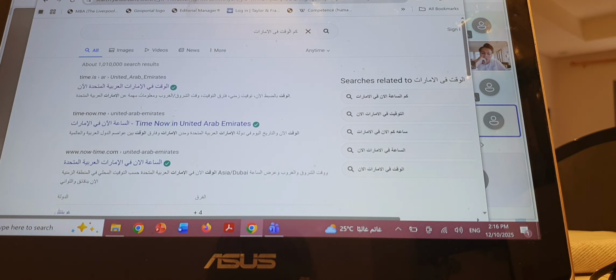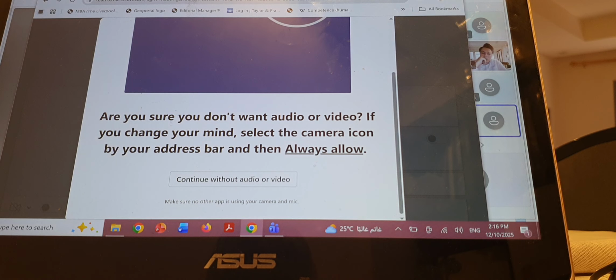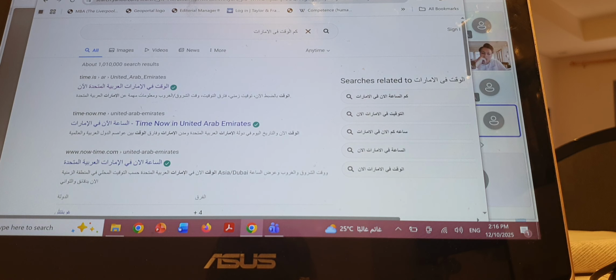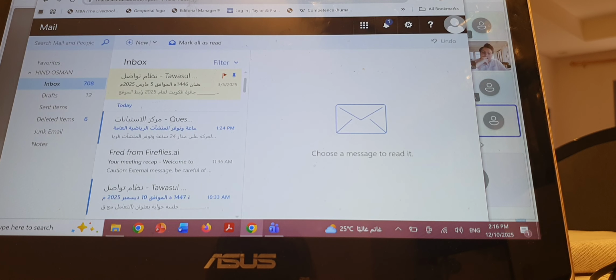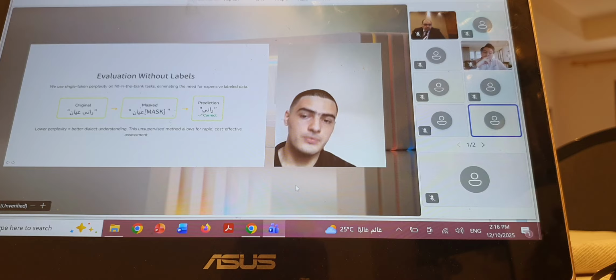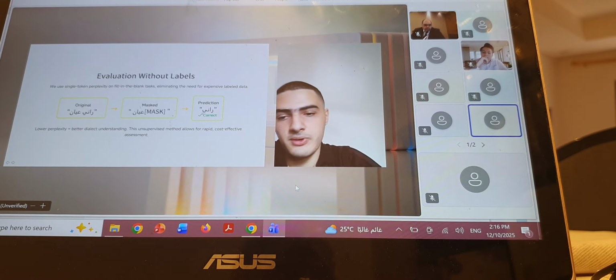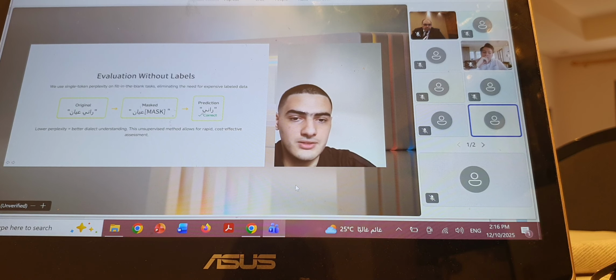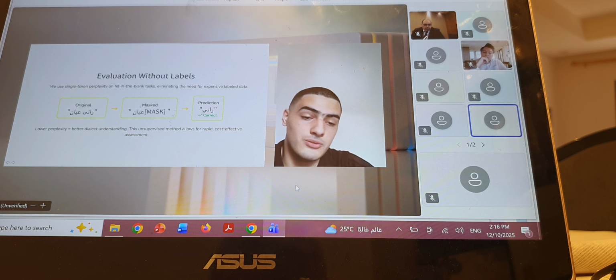One other example would be simply using a sentence, say, "I'm tired, Rani Ayan." If we were to mask the word "I am," which is "Rani," and give the model "Ayan," it would predict "Rani." So basically, the lower the perplexity is, the better the dialect understanding, and the less confused our model is.